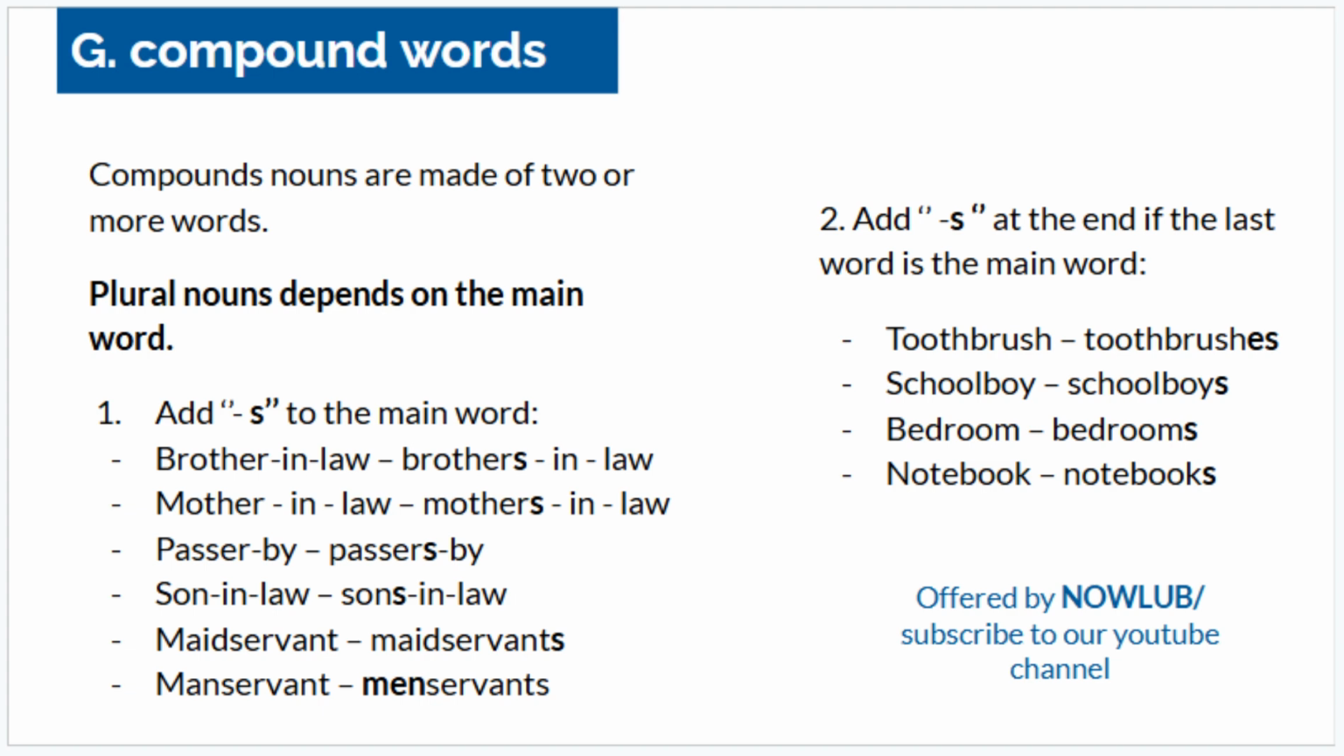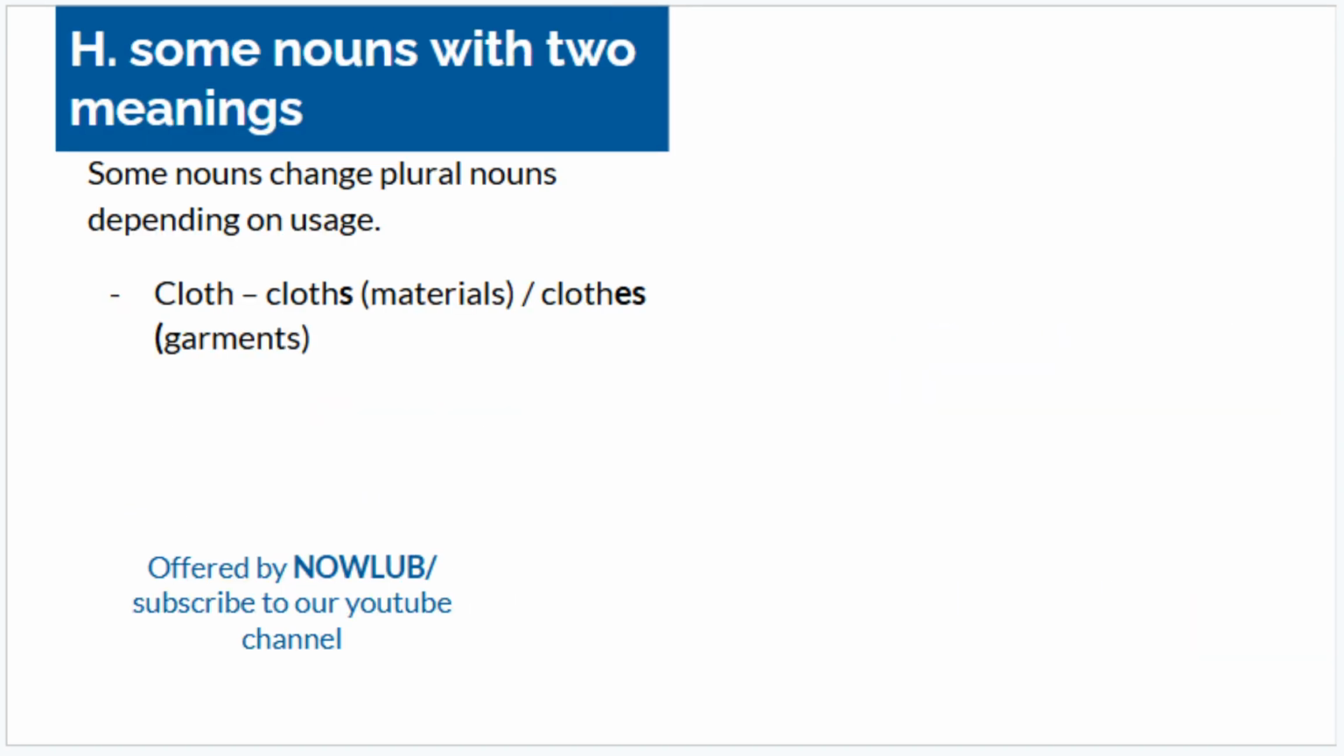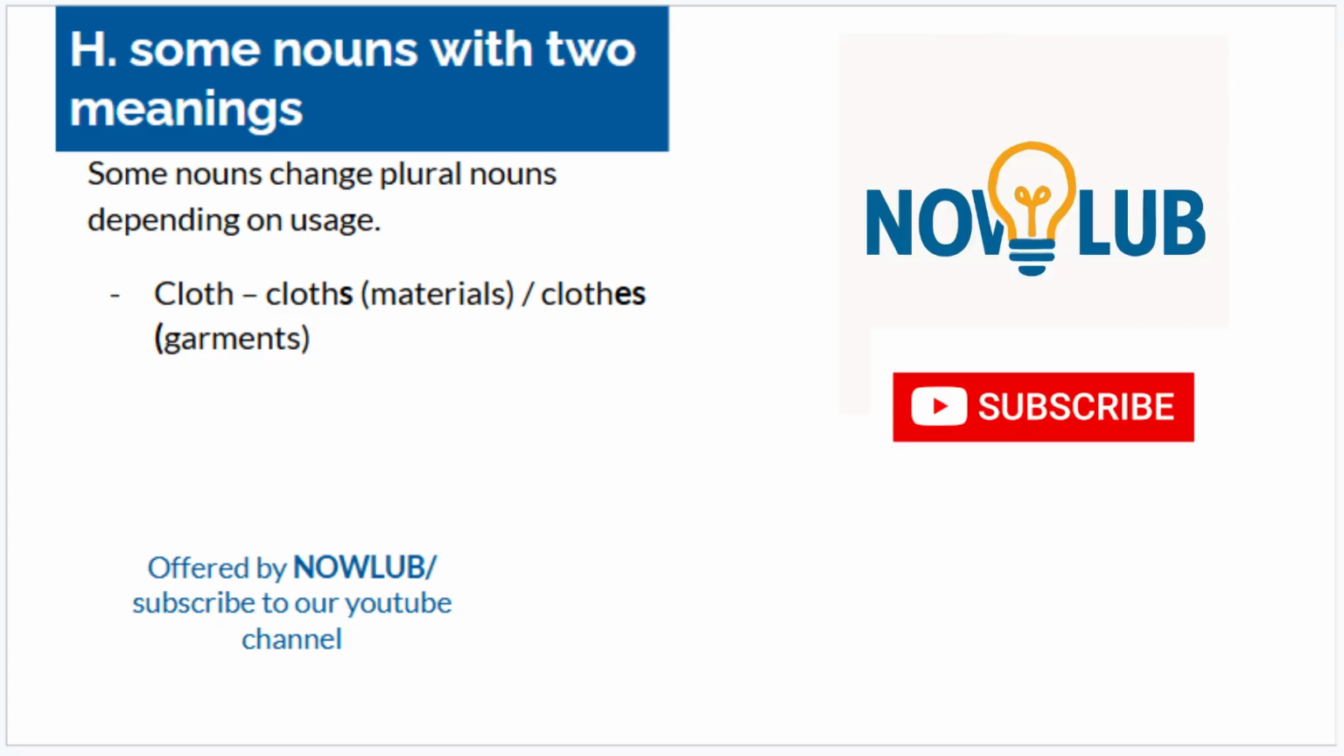H, some nouns with two meanings. You know, some nouns change plural forms depending on usage. For example, cloth, we say cloths referring to materials, or clothes referring to garments. Here, cloths, we have added only S, and clothes, we have added ES, referring to garments, S referring to materials.